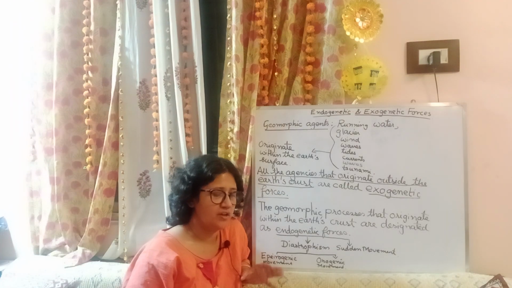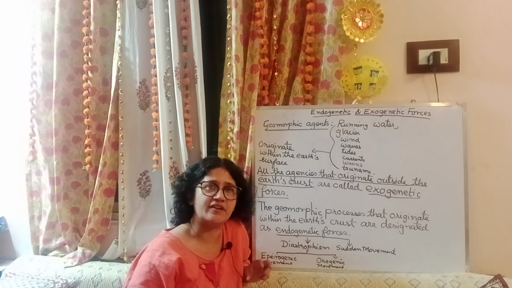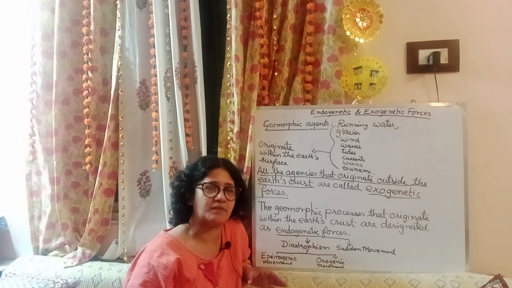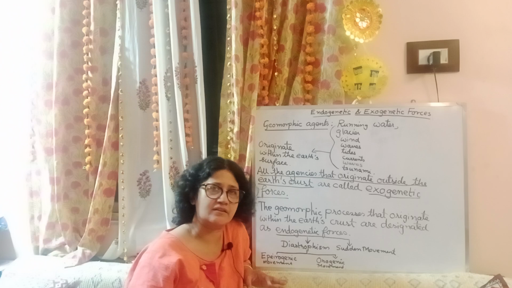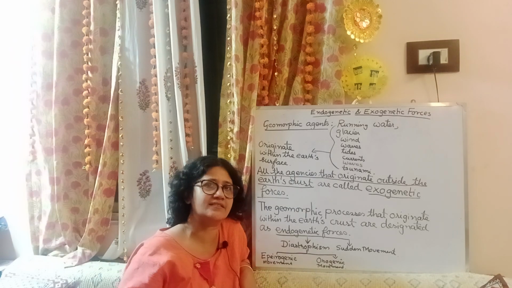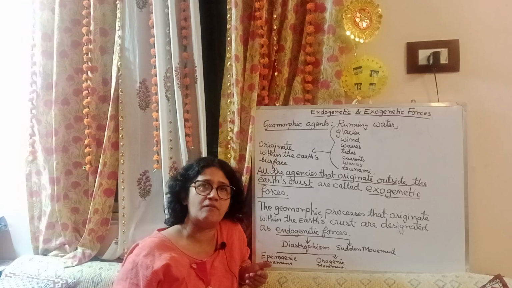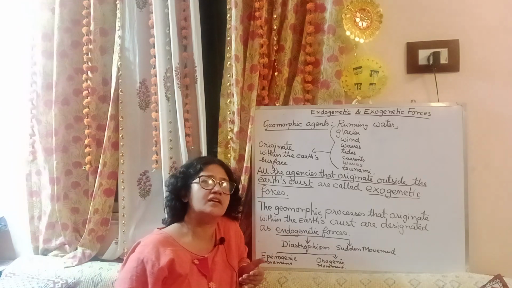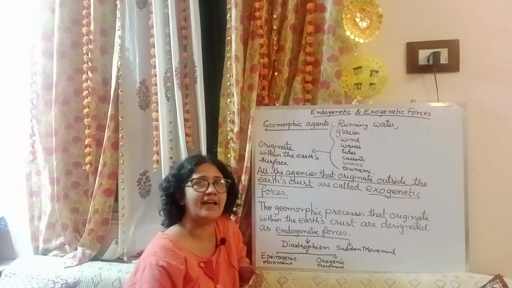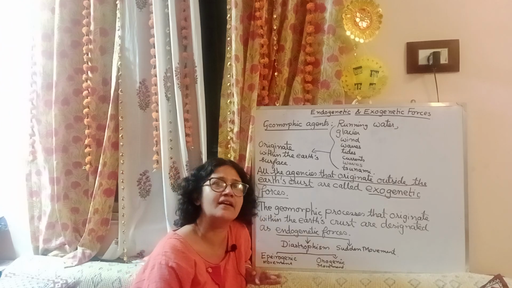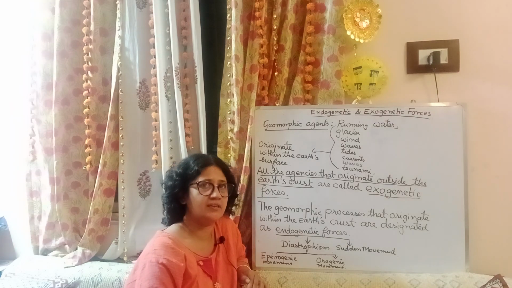So these are the various features like mountains, plains, plateaus, rivers, and oceans and seas, which we can see on the surface of the earth, but these are formed by different forces. These forces are known as the exogenetic forces or the endogenetic forces.